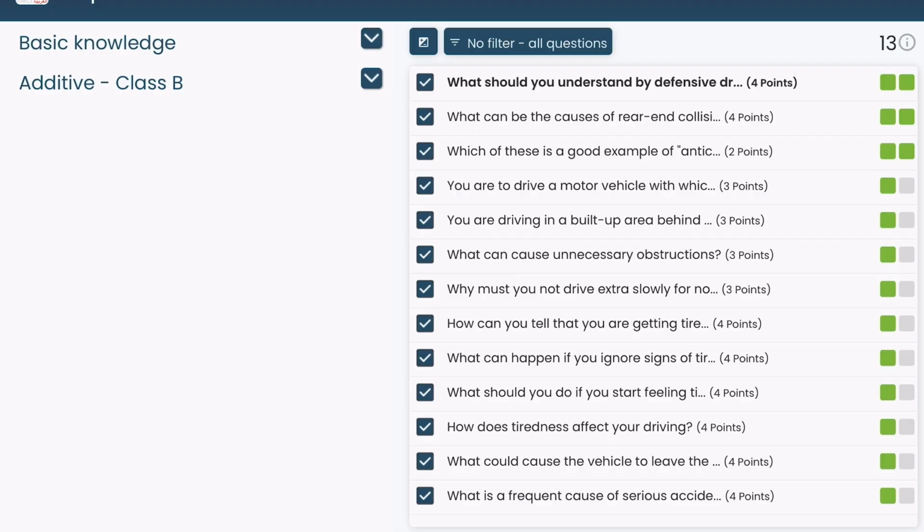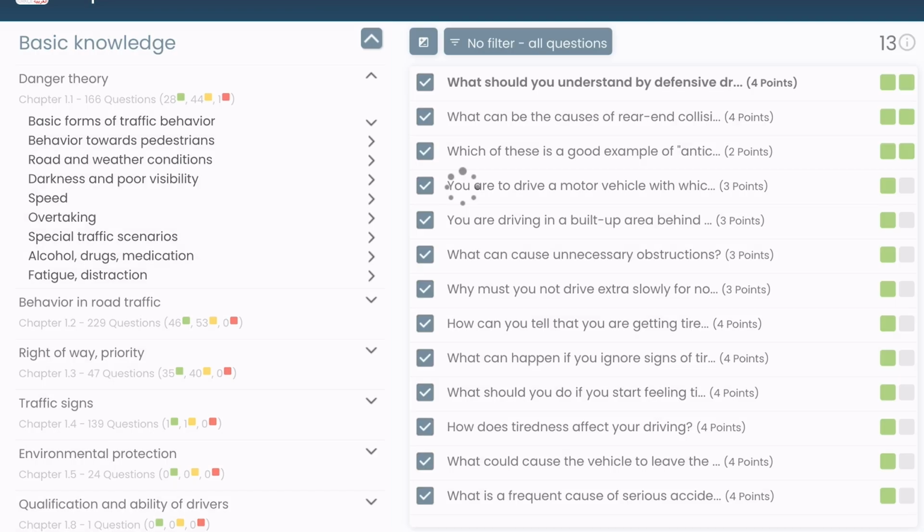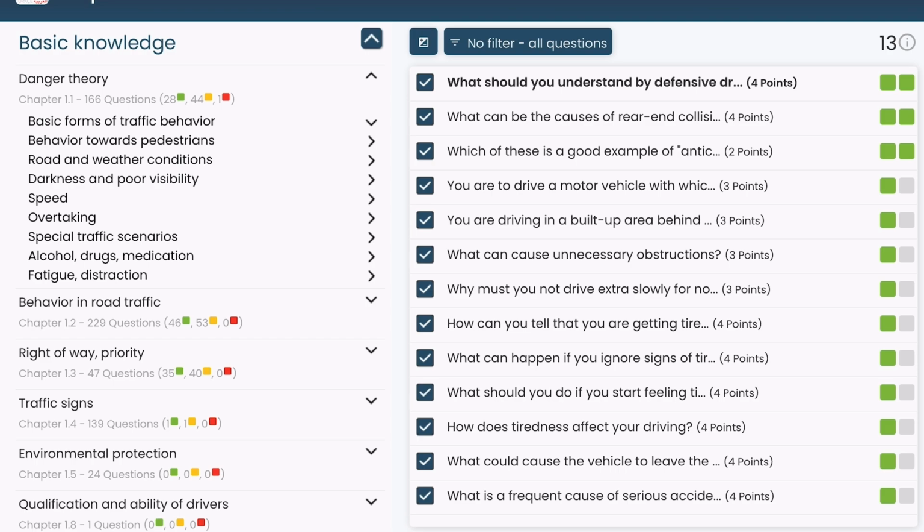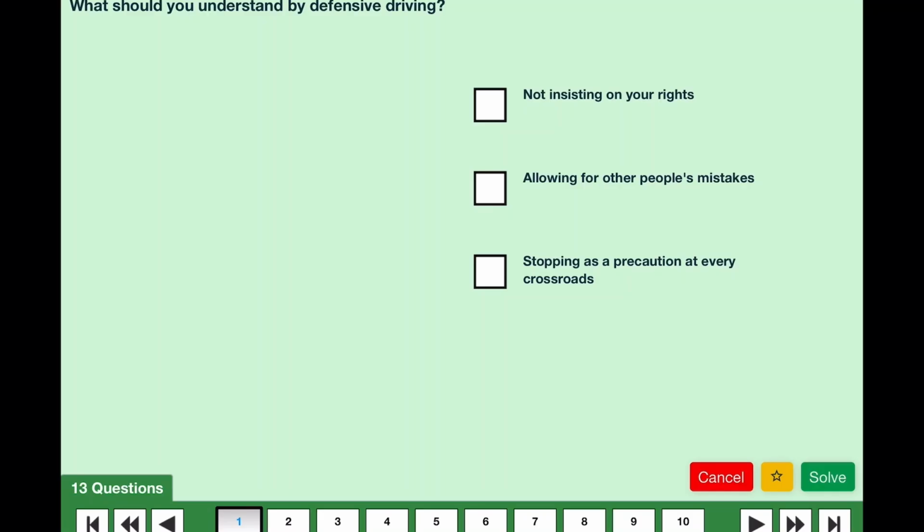So to move further, on the app, we have basic knowledge and additive class B. But we first start from chapter 1, which is the danger theory. That is chapter 1.1. And also we have 166 questions under chapter 1.1. So we move to the first topic, which is the basic forms of traffic behavior. So we move to practice questions.